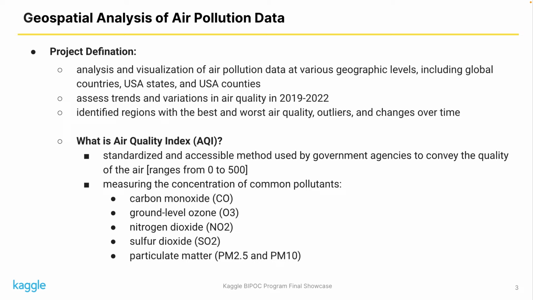Project definition. This project identifies regions with the best and worst air quality. It tracks the changes over time, and this involves air pollution data analysis and visualizations at three different geographical levels, like country, state, and county, from 2019 to 2022, as air quality is a global concern and understanding it is really crucial for health and environmental awareness.